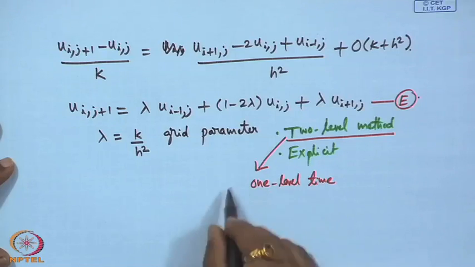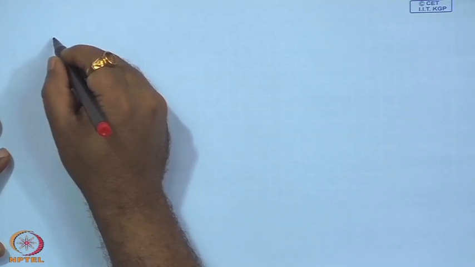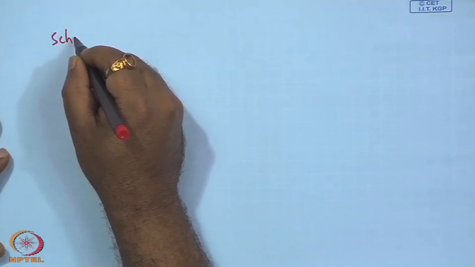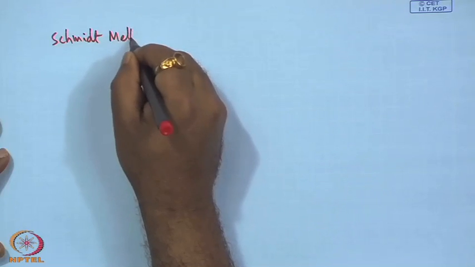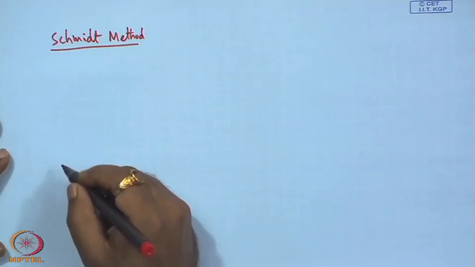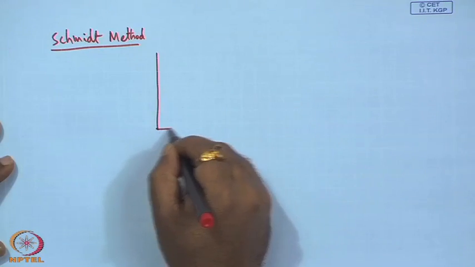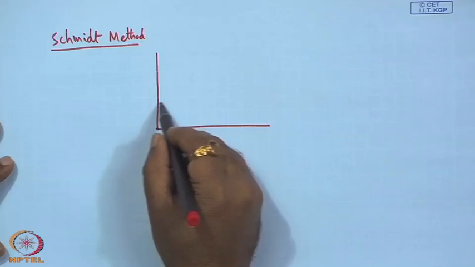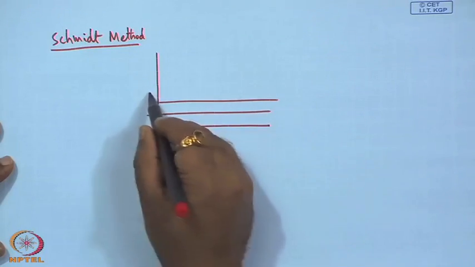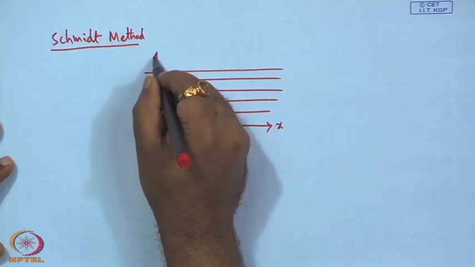Okay. So, now how this particular formula sits, let us see. The name of the method used in literature is Schmidt method. Whatever formula we have obtained, this is called the Schmidt method. Okay. So, it looks like this. You take any grid point, so this is x, this is t.